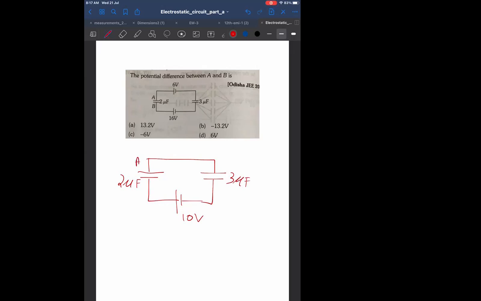I can even draw the equivalent circuit. Tell me if you understand this. My equivalent circuit will be this. Yes, sir. Now continue. What should be the potential between A and B?